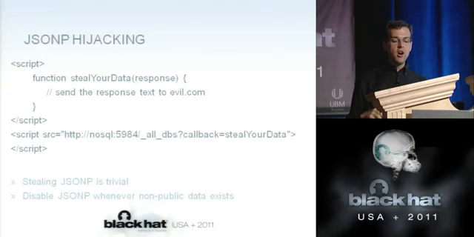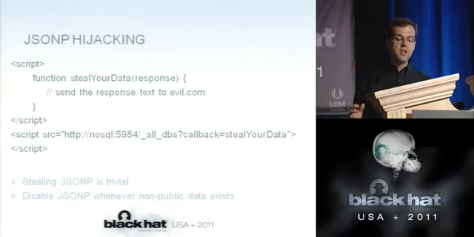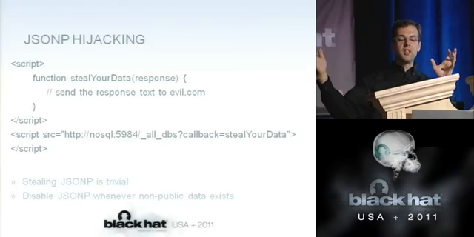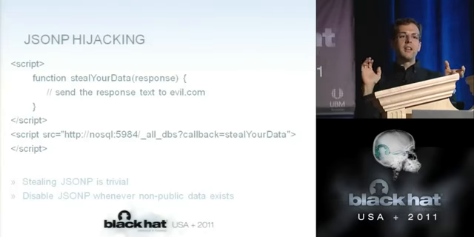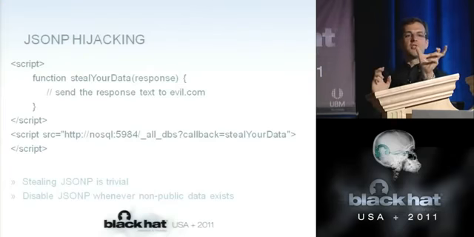So you basically say, all right, instead of saying NoSQL 5984 all DBs, give that back to me as JSON, you say NoSQL 5984 all DBs and a callback is foo, or steal your data. And what will come back from the server is not just the raw JSON, but it'll be wrapped in a method called foo, or steal your data, or whatever it is that you specify.